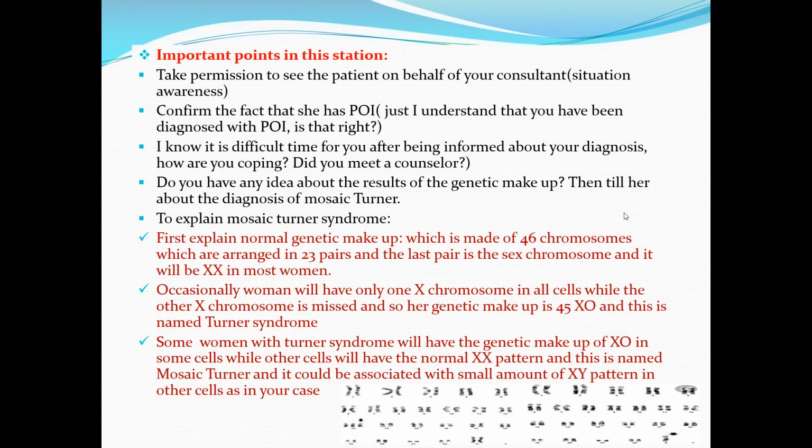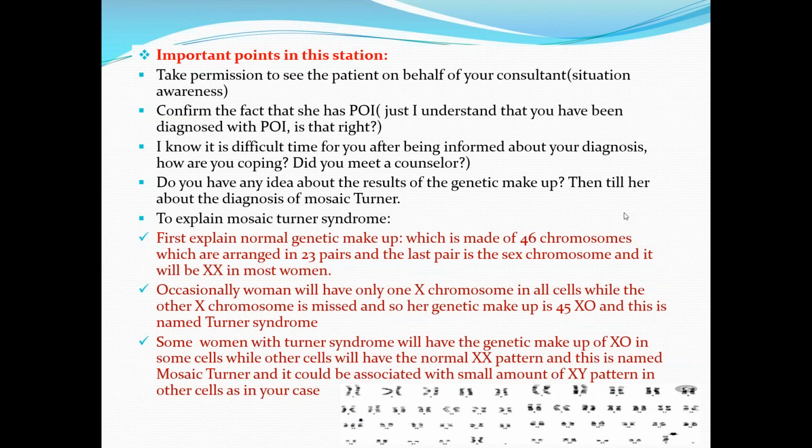Then you need to ask if she had any idea about the result of the genetic makeup. Then you will confirm her name, her NHS number, and then ask if there is someone she needs to involve, because you are going to give her more information, because still it's big and bad news. Then how to explain mosaic Turner to the patient.